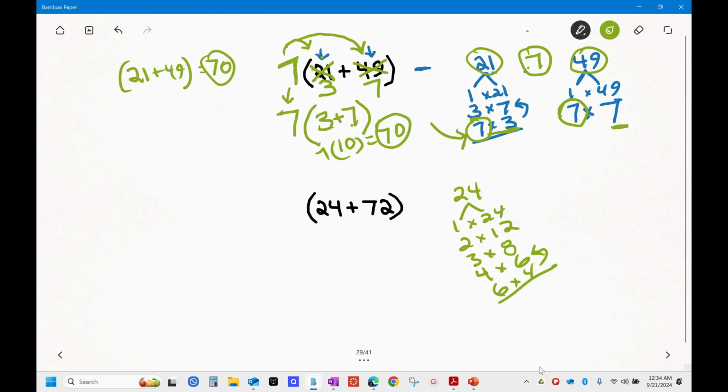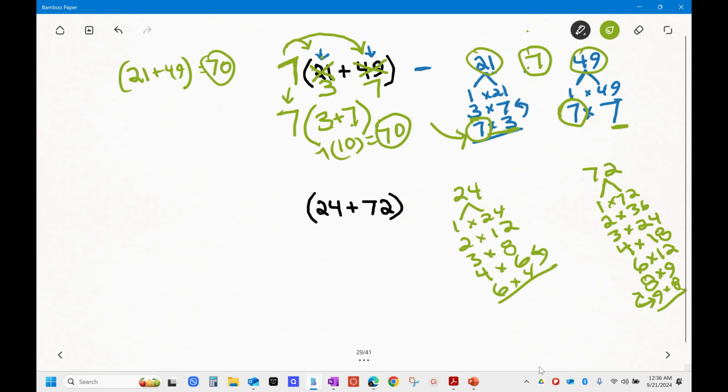All right, and so now let's factor out 72, because we don't know what number we're going to use for the 24 yet until we see what numbers we got to work with 72. So we got 1 times 72, 2 times 36, 3 times 24, 4 times 18, 6 times 12, and 8 times 9, and 9 times 8. So we're done because we're repeating ourselves now. 8 times 9 and 9 times 8, same thing. So now 72 has all these numbers for factors.